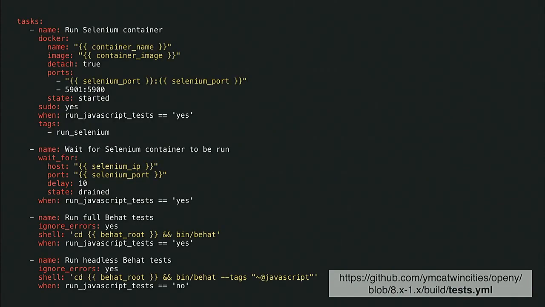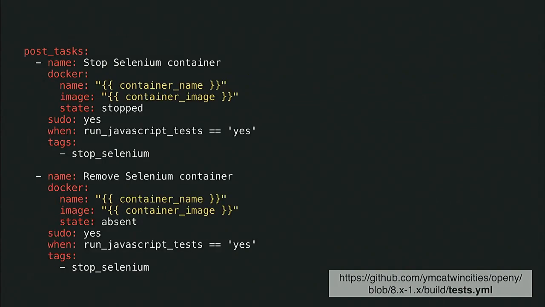So tasks. In tasks, we run the Selenium container for the current build. Then we wait for the Selenium container to actually run. Then we run full Behat tests in case we would like to run headless tests plus JavaScript tests, or we would like to run just headless tests separately. And those two commands will actually generate a report that will be available at some link. And in post tasks, we just stop the container and remove that container.